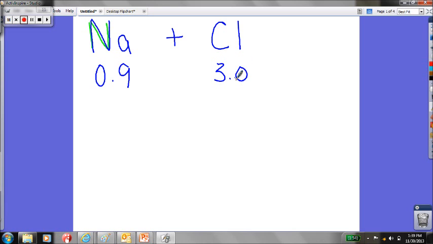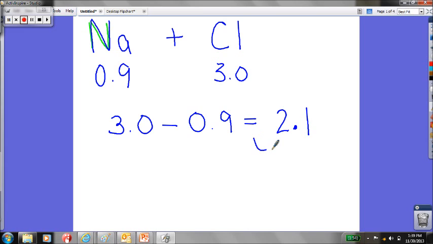And so what I'm going to do is look at the difference. I always want to take the larger number and subtract the smaller number, and I end up with a difference of 2.1. So remember we said that a covalent bond was going to form if the electronegativity difference was less than 0.4. This is much greater than 0.4, so we know it's not going to be a covalent bond. We said that a polar covalent bond would form if the electronegativity value was between 0.4 and 1.7. This is much greater than 1.7, and so we know that this is going to be forming an ionic bond.